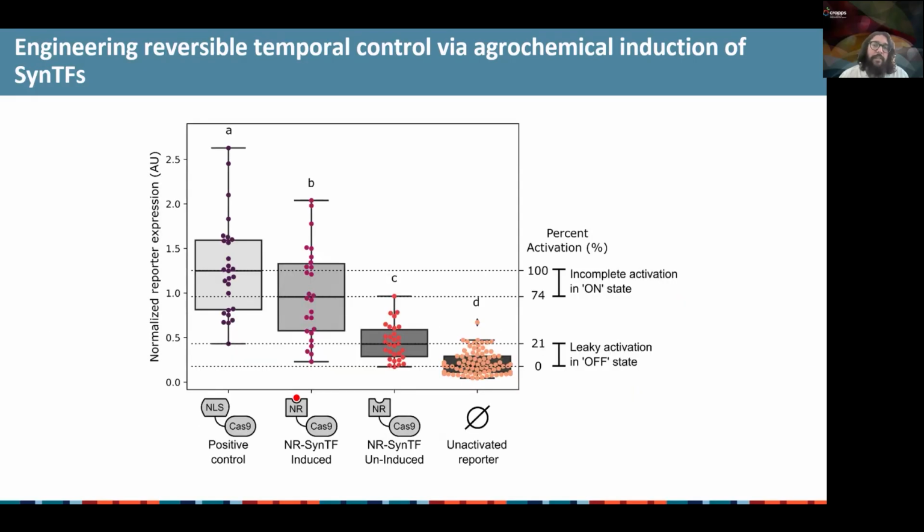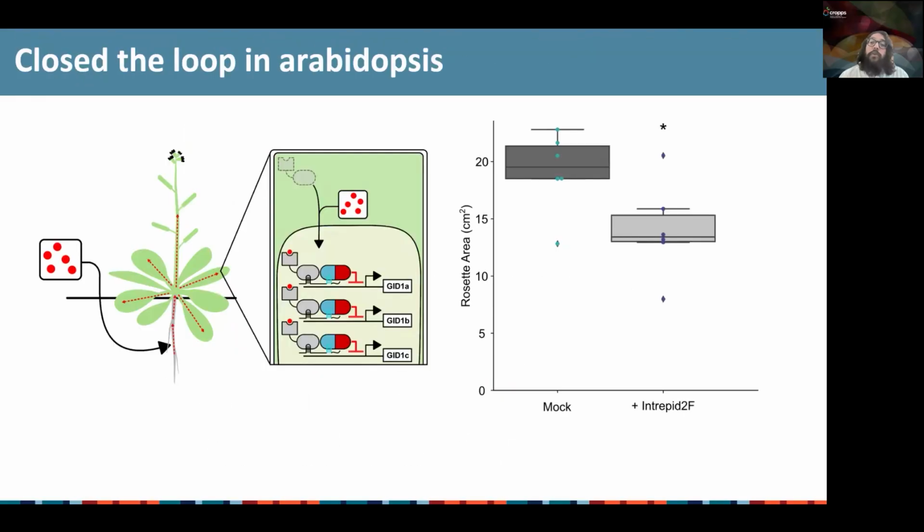We've characterized the system by transient expression, and by comparing the middle two box plots on this slide, you can see that in the presence of inducer, we see significant activation of gene expression, demonstrating that the system was functional. We've also demonstrated that the system can be coupled to GID1 repression in Arabidopsis to enable inducible dwarfing of plants, as can be seen from the data on the right.